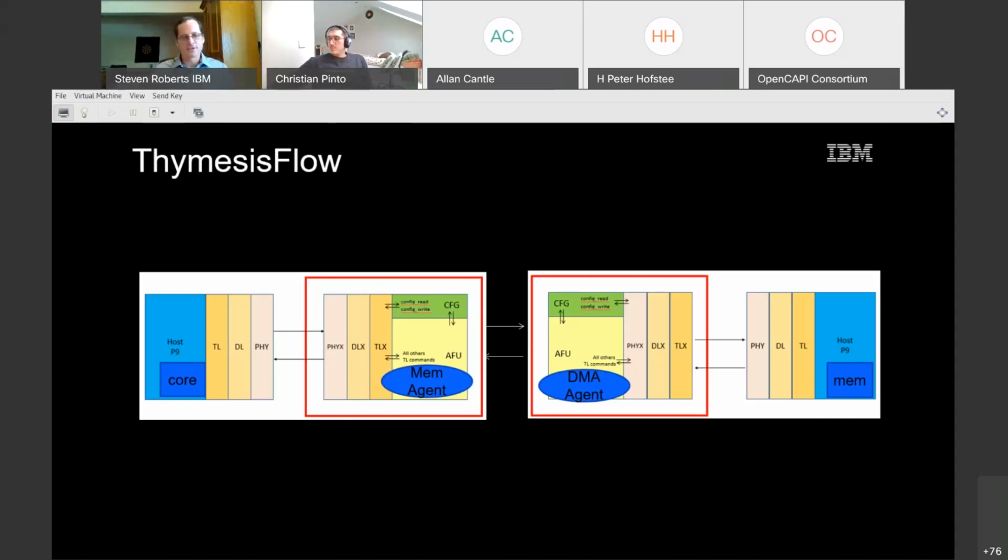And now I need to ask you to consider what happens if you move the memory agent over to the core of the borrower and the DMA agent over to the P9 host memory complex of the lender. And that's when we really start to think about what's possible, and that's what we've implemented in P10.